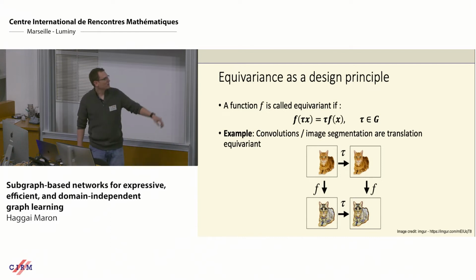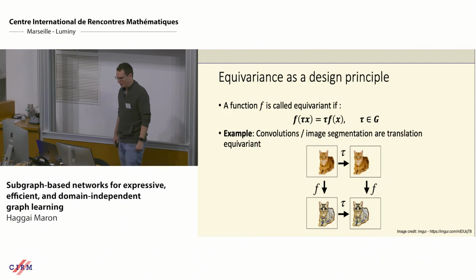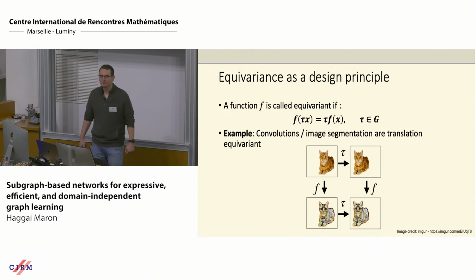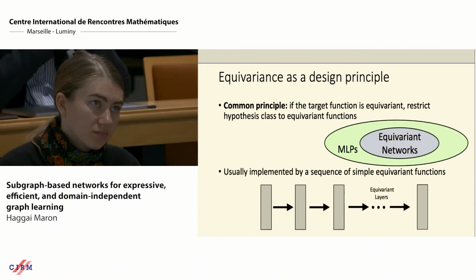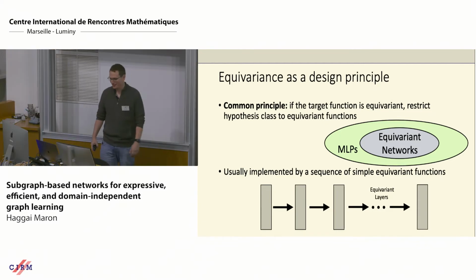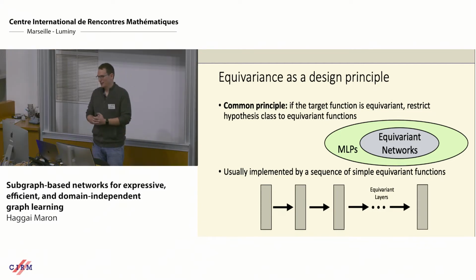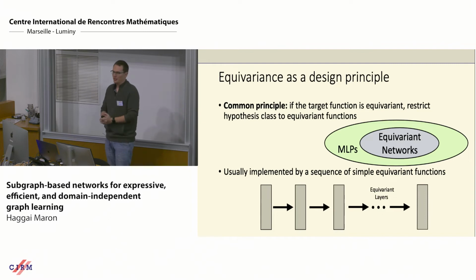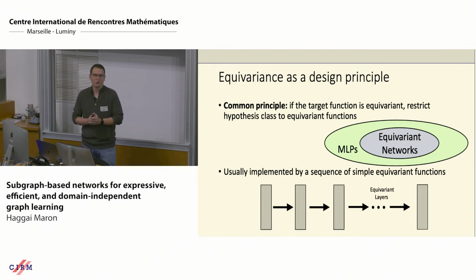And usually people use those commutative diagrams in order to exemplify what's going on. So a common principle in the last, I would say, 30 years is to model your architectures or your parametric models in general to be equivariant in case your target function is equivariant.